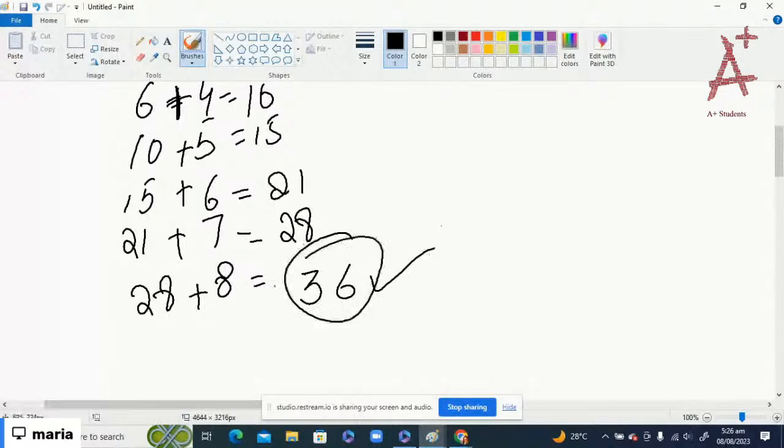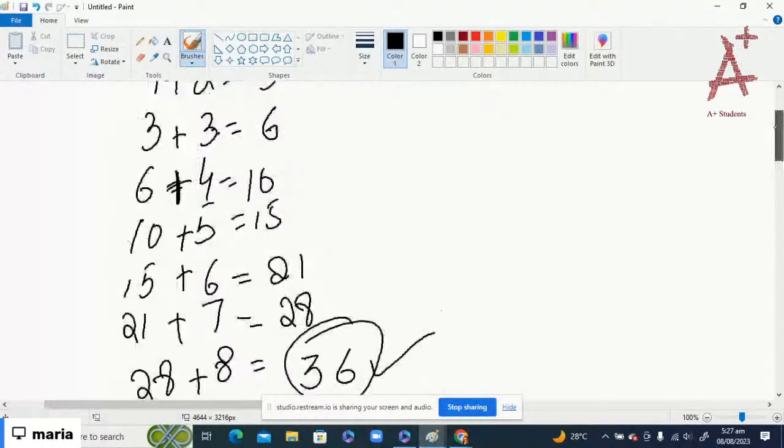Got it? Here is the missing number. That's it. So here is the pattern. We checked it. So the next number is 36.